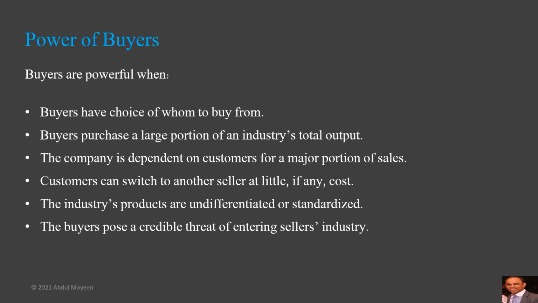Buyers are most powerful in the following circumstances: when the buyers have choice of whom to buy from. This happens in commodity products where suppliers' products are undifferentiated and standardized. When buyers purchase in large quantities, they can use their purchasing power as leverage to bargain for price reduction. When the supply industry depends upon buyers for a large percentage of its total orders.